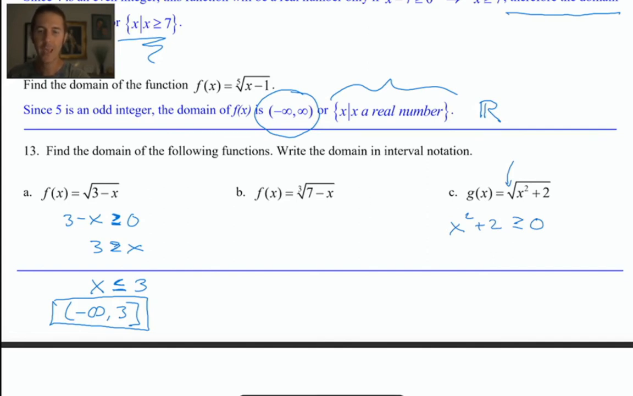So you can plug in any x value you want. Positive, negative, 0, have at it. You're never going to run into a radicand in that problem that's less than 0. Therefore, your domain, the list of x values that you're allowed to plug in, is again all real numbers. Or using interval notation, the x values that go from negative to positive infinity.